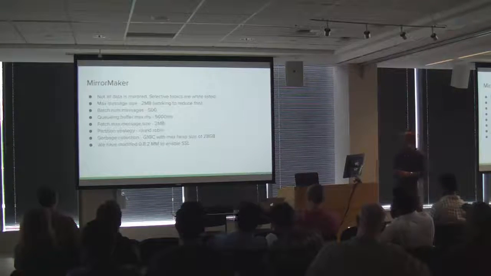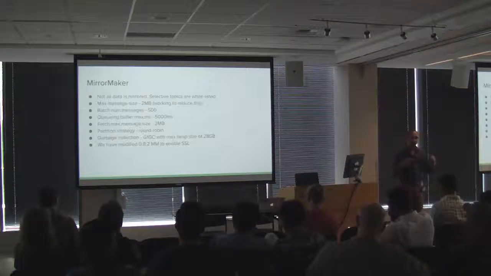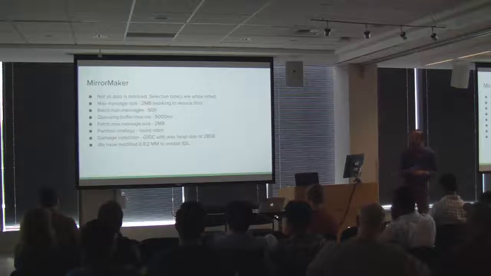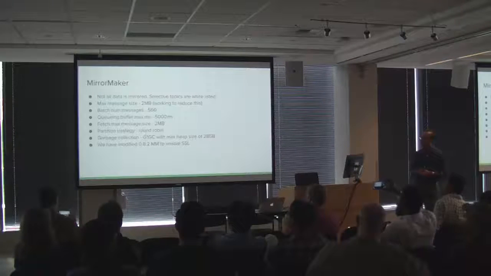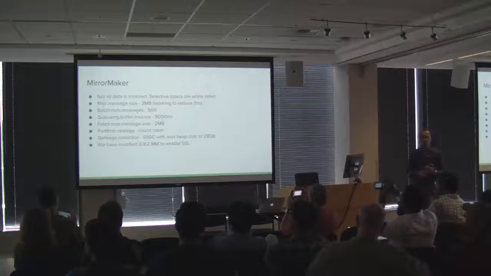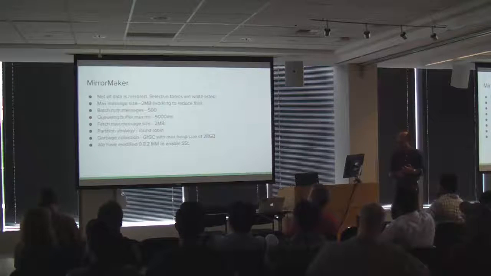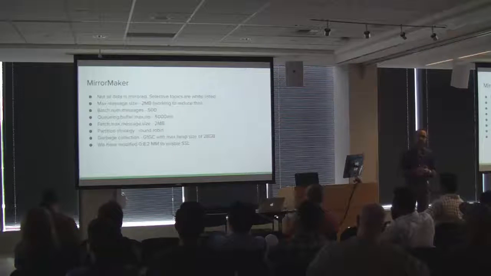Mirror Maker is one of the key components because a significant volume of data flows through it and directly moves to the aggregate cluster. Some more details around it. Not all data is mirrored; we only have selected topics which are whitelisted. They mirror across. Max message size is 2 MB and we are working on reducing it. Ideally we would want it to be a lot smaller than this.